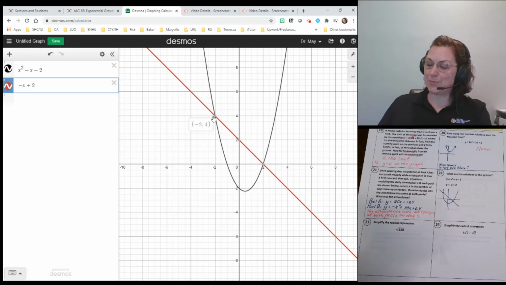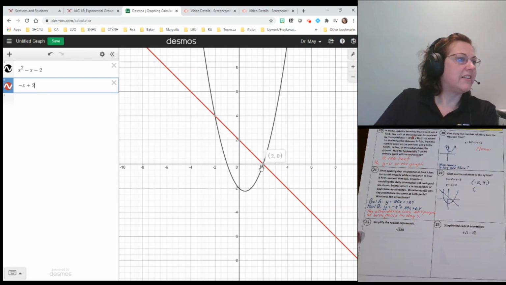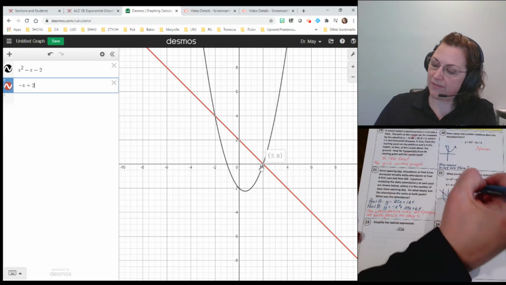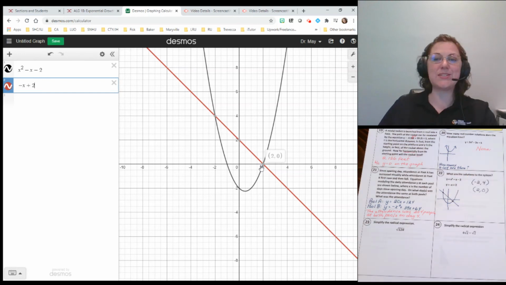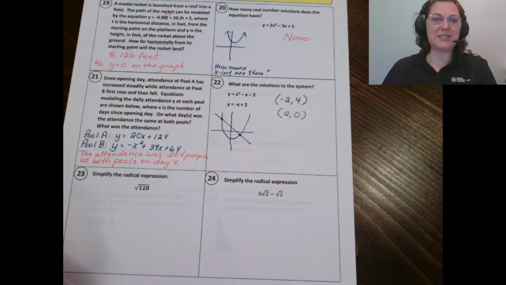And friends, Desmos did all that work for me. I've got negative 2, 4, and I've got 2, 0. That's where those two intersect. Those are my solutions. All right, let's go ahead. I'm going to switch back. So we've got two more problems here.